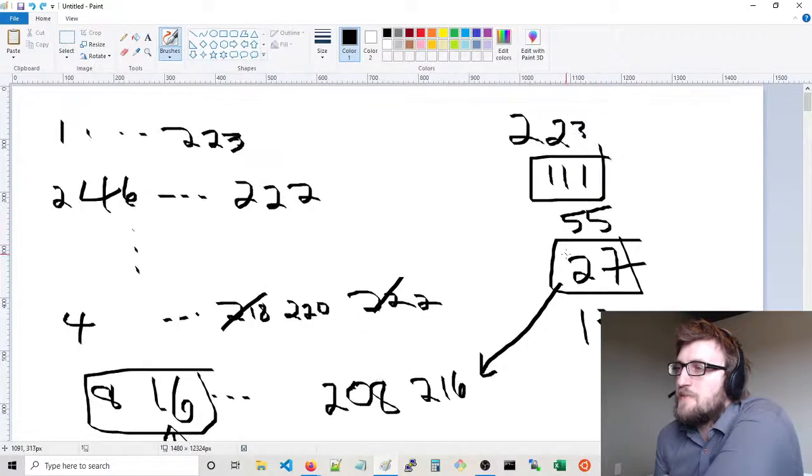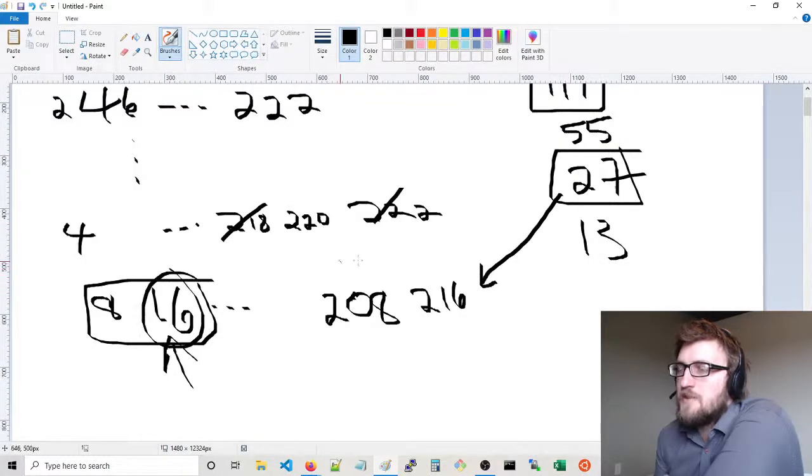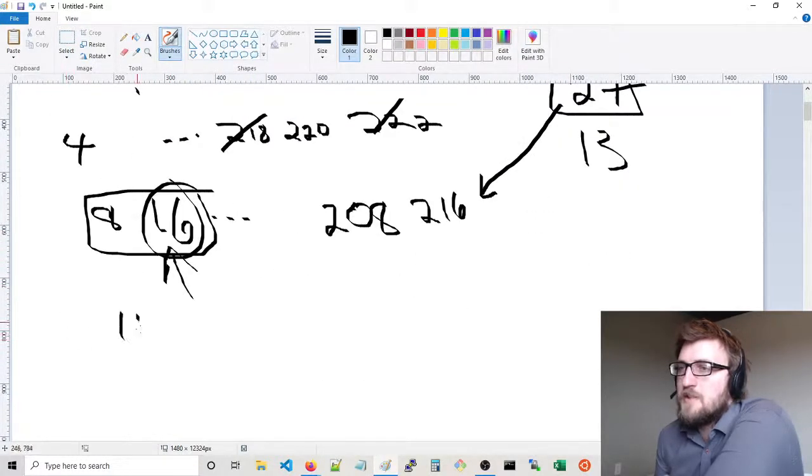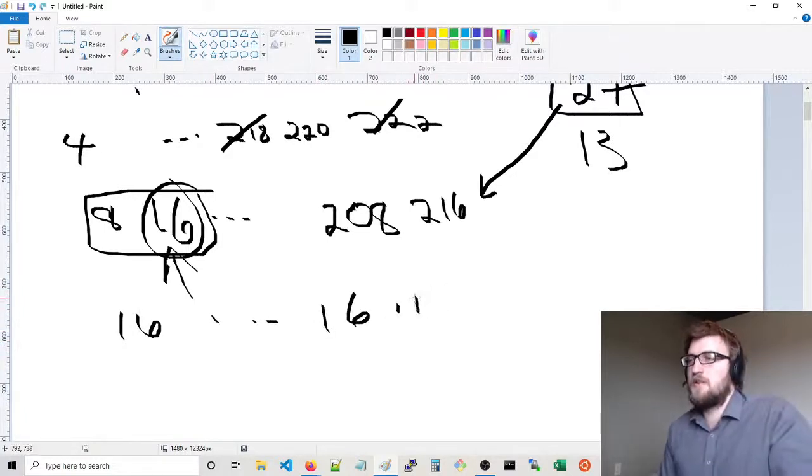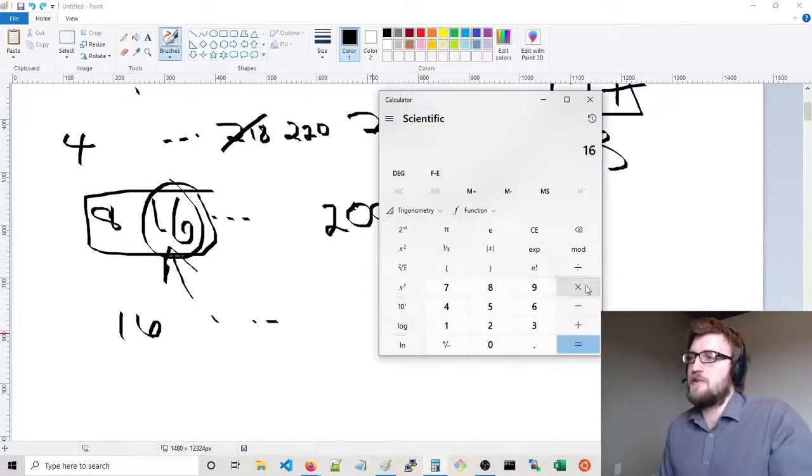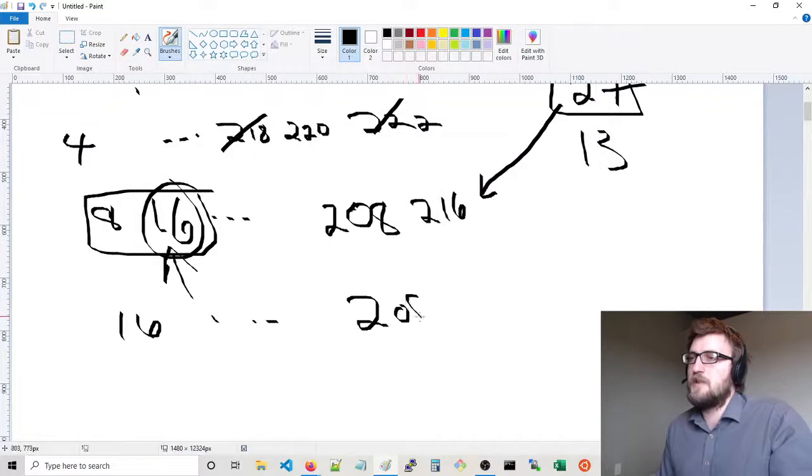And so from 27, we end up with 16, right? So 16 is going to be the next, and there's 13 of those, so it's going to be 16 times 13, right? It's actually not too bad to think about. It's a really interesting question. It would take me forever to get here, though. So 208, so we lose 216.